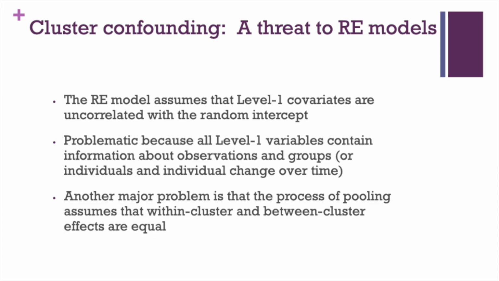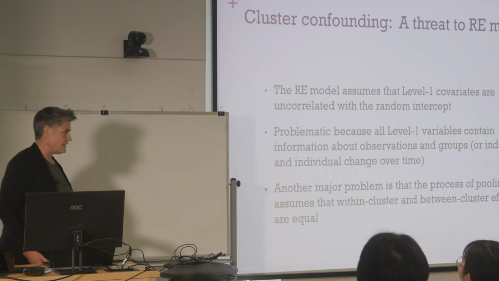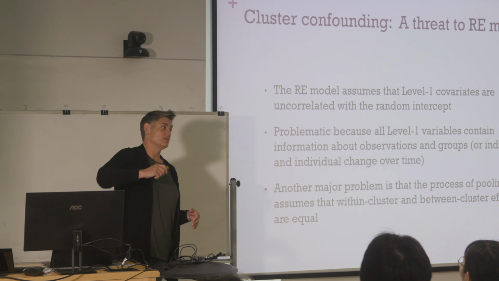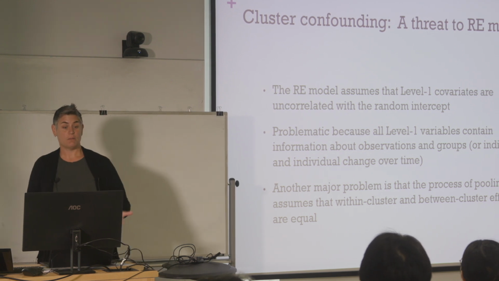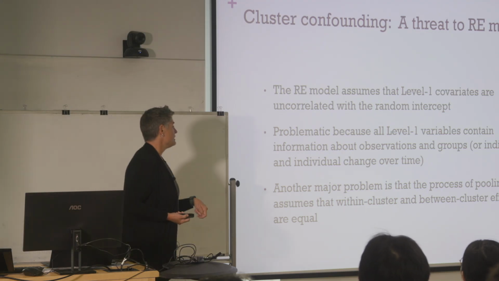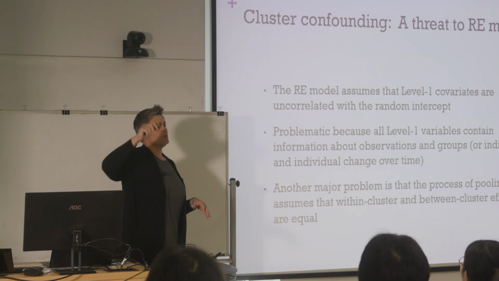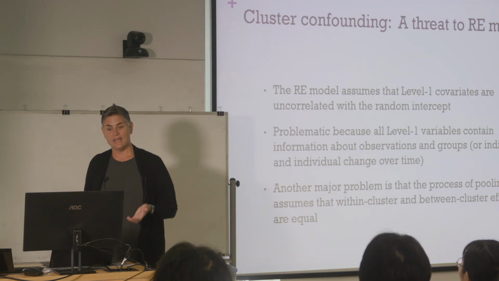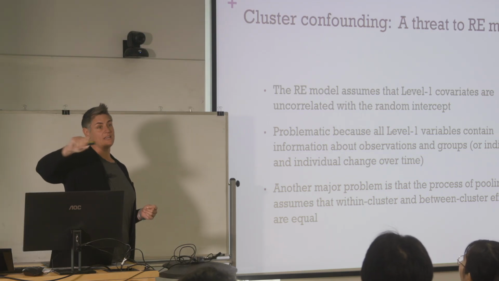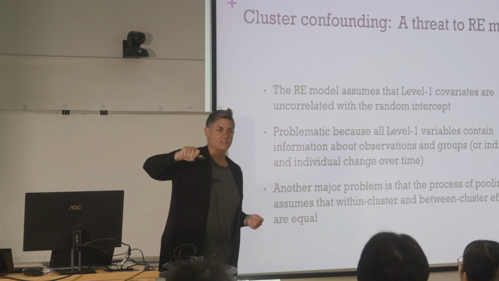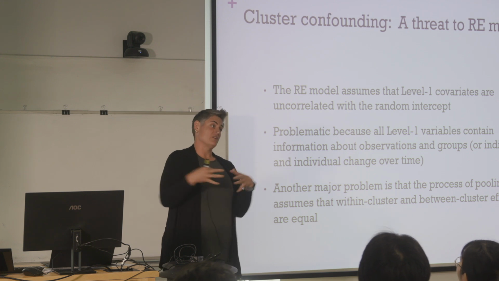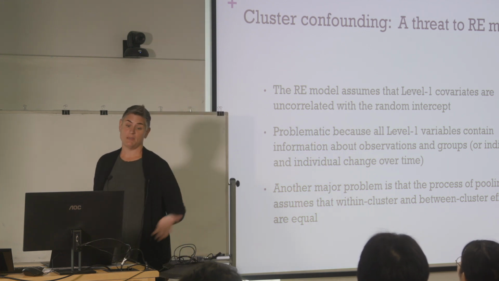So a random effects model assumes that the level 1 covariates are uncorrelated with the random intercept, right? So what this means is that your individual slope is not dependent on your individual intercept, but that's probably not true. This is really problematic because all of our level 1 variables, so all of our alter level variables, ego level variables contain information about both alters and groups, right? So in other words, anything happening at level 1, like network size or proportion of gender in the network, takes information from alters, because alters have their own gender, and information from the network as a whole, right? So it could be a function of something about the ego.